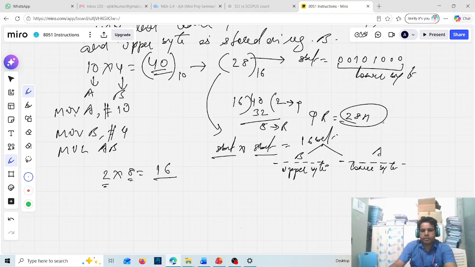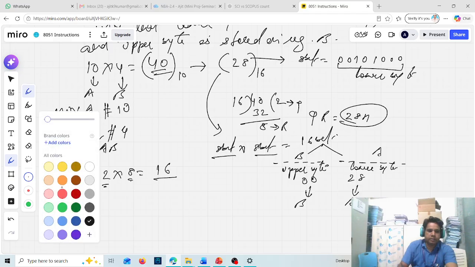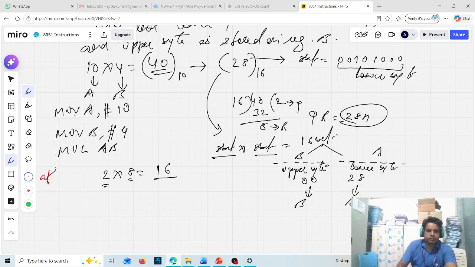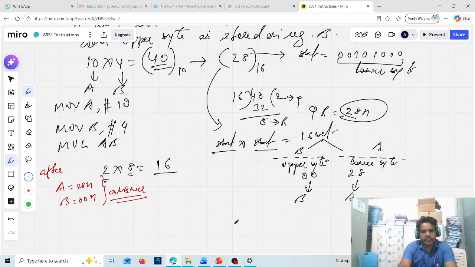Now after multiplication I got 2 at H, so 2 at is here, and here I'll assume 0. So 0 will be stored in the register B, and this 2 at will be stored in the register A. So after multiplication, what I'll get is A value will be 2 at H, B value will be 00H. So you have to remember this. Answer. So you can take any other example also.